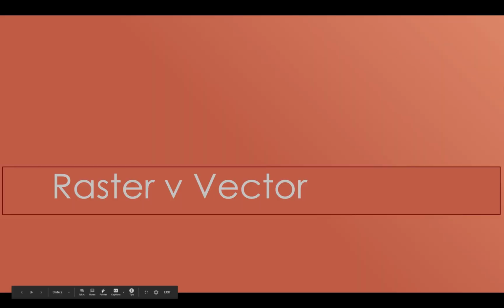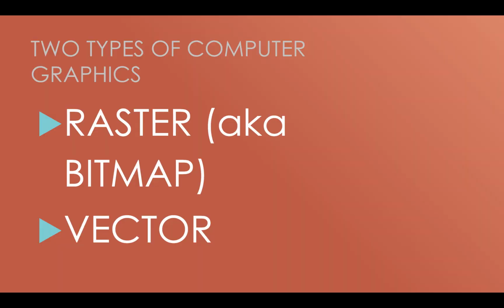Today, we will be taking notes over raster versus vector. Label the top of your notes page raster versus vector, and then draw a line to begin taking notes. There are two types of computer graphics: raster, which is sometimes called bitmap, and vector.